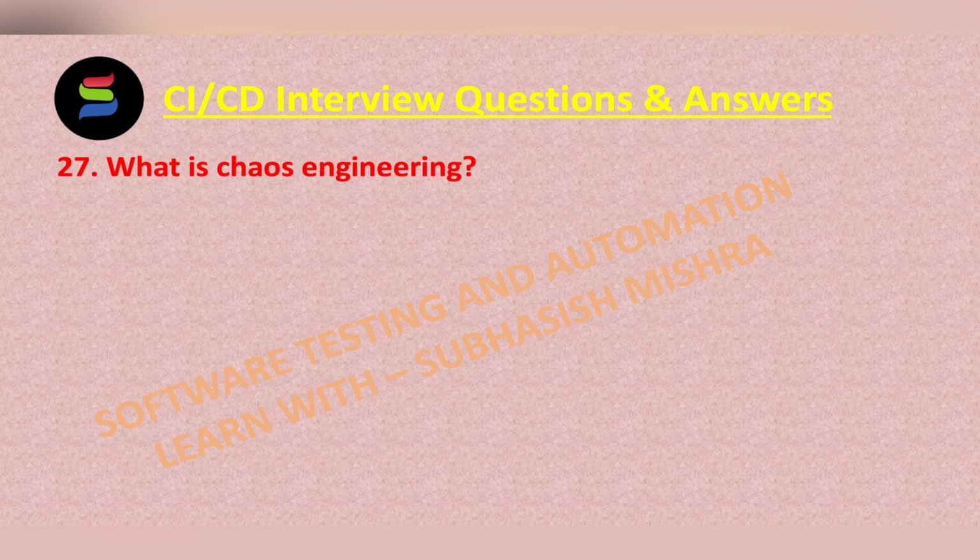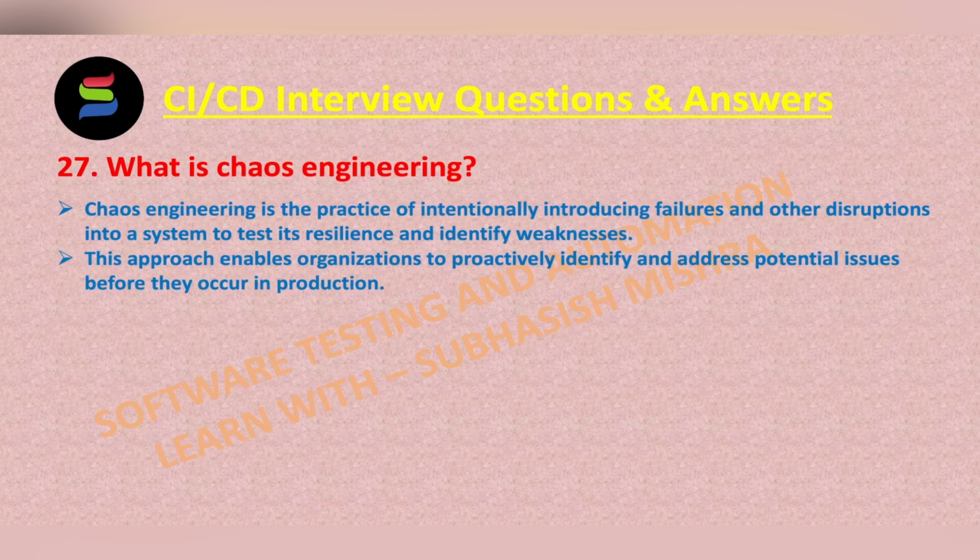What is chaos engineering? Chaos engineering is the practice of intentionally introducing failures and other disruptions into a system to test its resilience and identify weakness. This approach enables organizations to proactively identify and address potential issues before they occur in production.